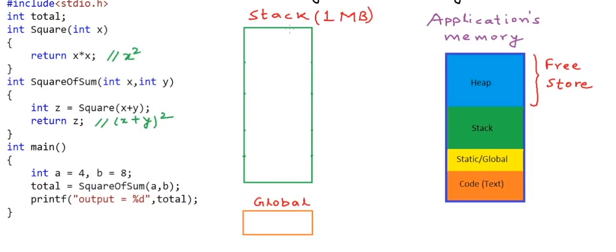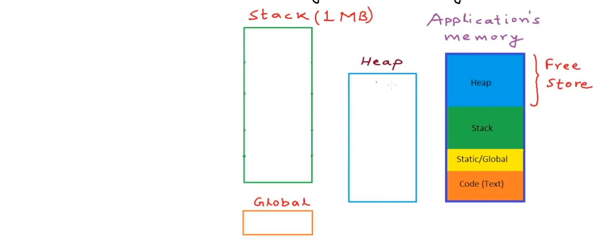Heap is also called dynamic memory, and using the heap is referred to as dynamic memory allocation. Let us now see how to use the heap in our C or C++ program. I will clear this code on the left, and I will draw one more rectangular block here for heap.